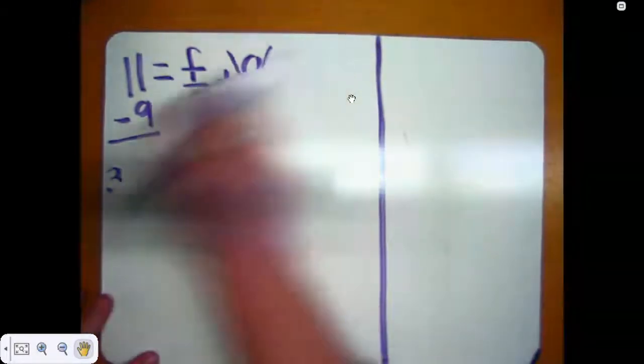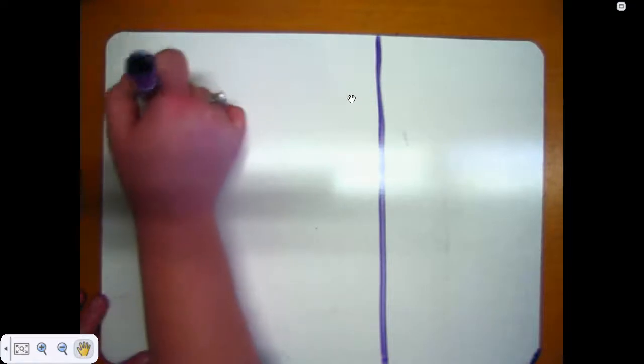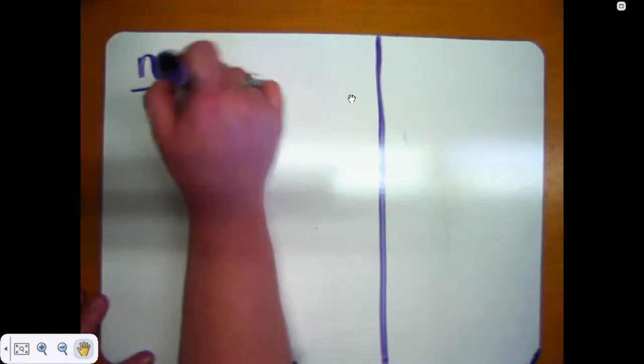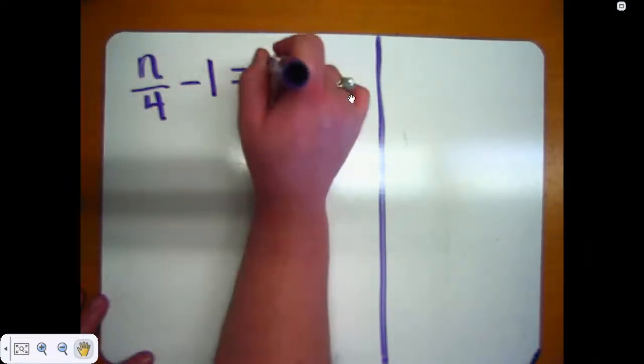That's the good thing about this. We can always check to see if we got the correct answer. This time let's do n over 4 minus 1 equals 2.